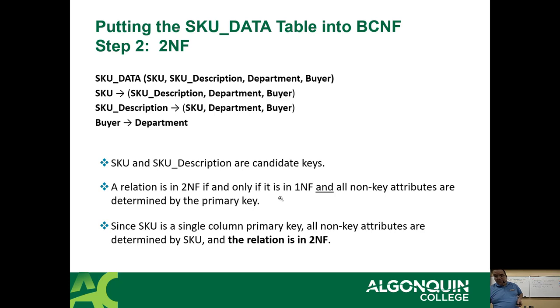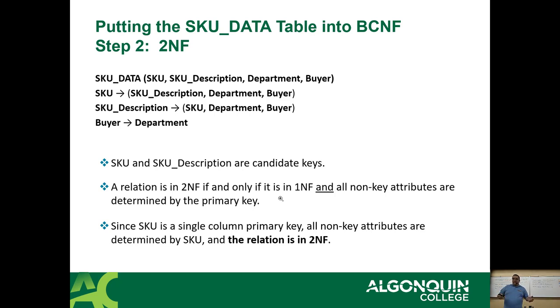So to go into second normal form, we are going to break it down into three different pieces. We've got the SKU determines the description, the department, and the buyer. The description determines the SKU, department, and the buyer, and the buyer determines the department. So what's happened here is that this table has two different candidate keys. Theoretically, both the SKU and the description could be used as identifiers.